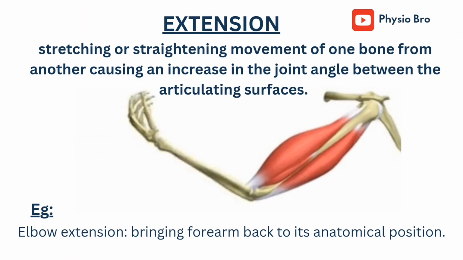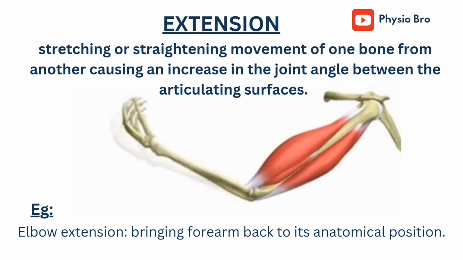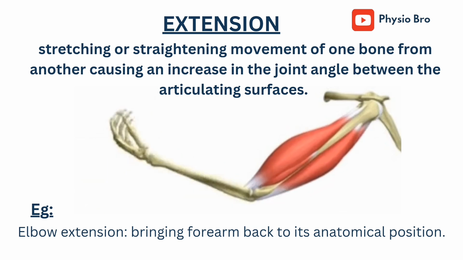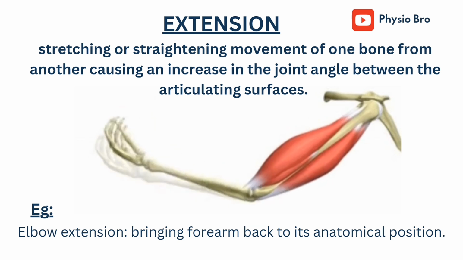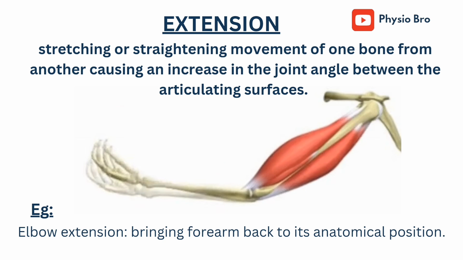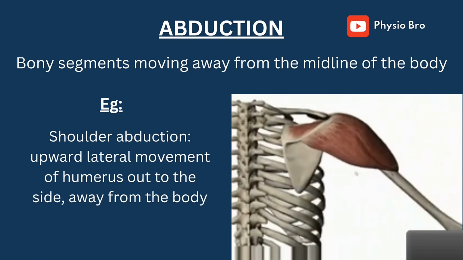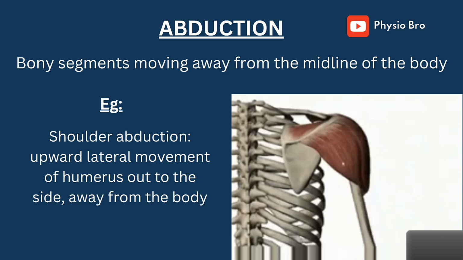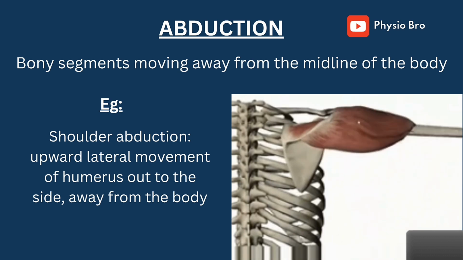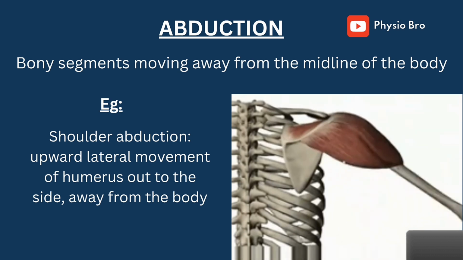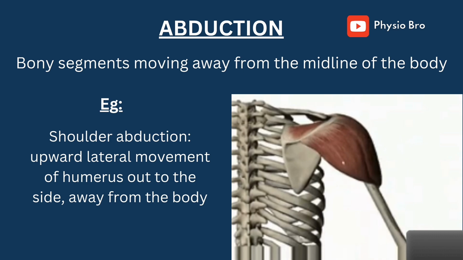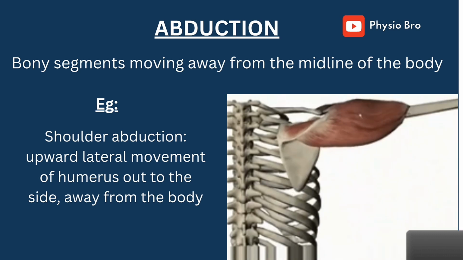Extension. Stretching or straightening movement of one bone from another, causing an increase in the joint angle between the articulating surfaces. Example: elbow extension. Bringing the forearm back to its anatomical position. Abduction. Bony segments moving away from the midline of the body. Example: shoulder abduction. Upward lateral movement of the humerus out to the side, away from the body.